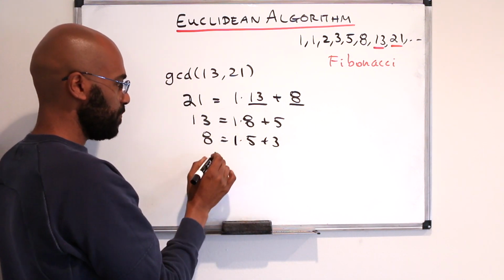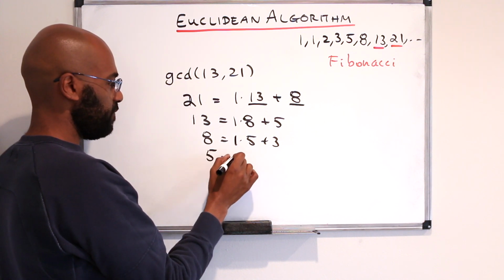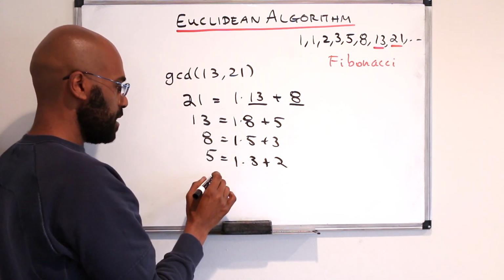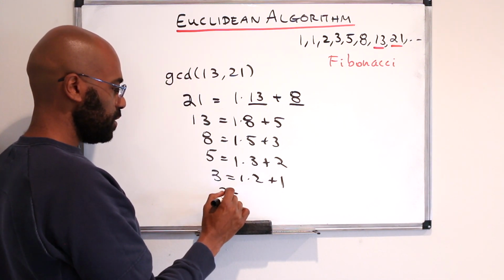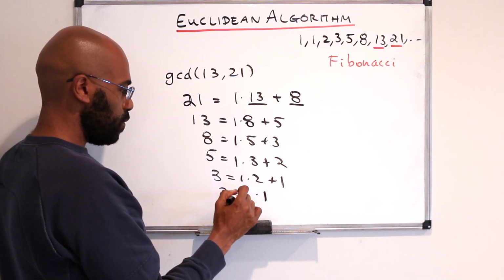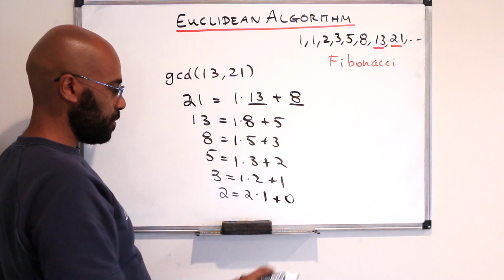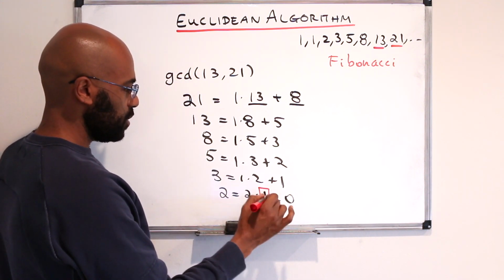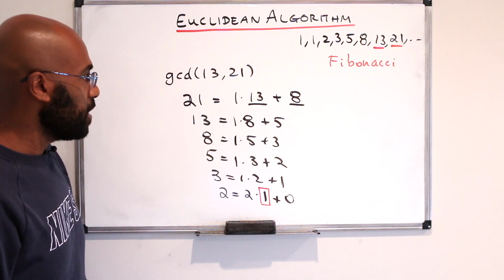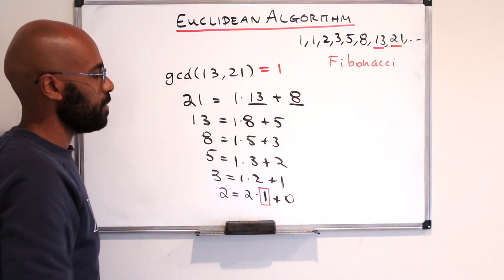And if we keep doing this, we start with 8, we divide by 5, we're going to get 3 as a remainder. And then we start with 5, divide 3, we're going to get 2 as a remainder. And then 3, divide 2, we're going to get 1 as a remainder. And then finally 2, we divide by 1, we get 2 copies of 1, and then a 0. So according to our algorithm, this number here should be the greatest common divisor. So the greatest common divisor of these two things is 1.